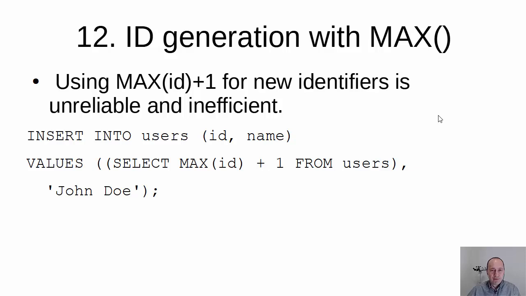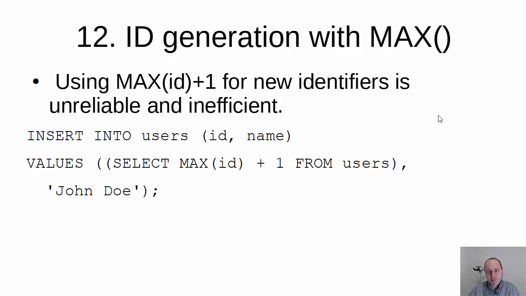So number 12 is also kind of related to this, but it happens more often. Maybe all of you, when you were young, I think the majority of people tried to do this, and the problem is the following: generation of IDs using max. The code is the following.